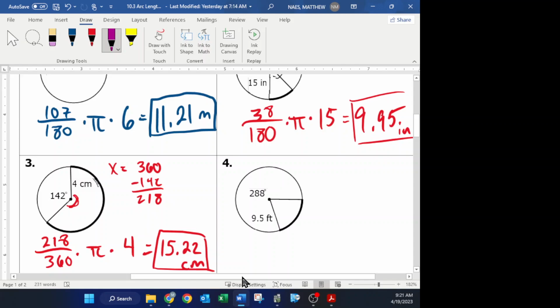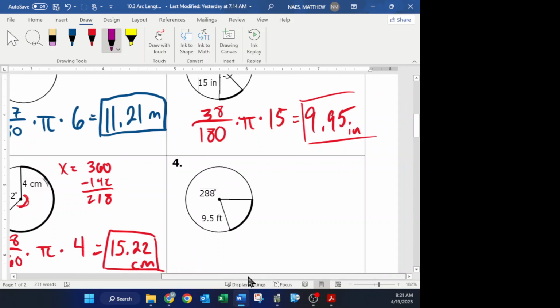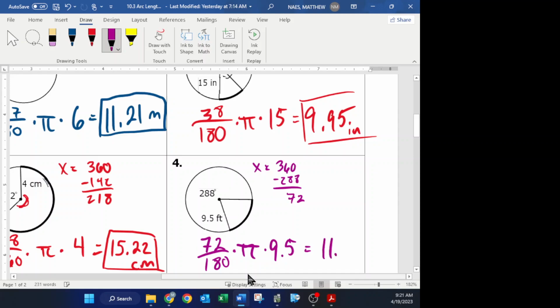All right. So here again we have the wrong angle. We're going to take x is 360 minus 288, which gives you, well, first 72. So we have 72 over 180 times pi times 9.5, and that should give you 11.94 feet.